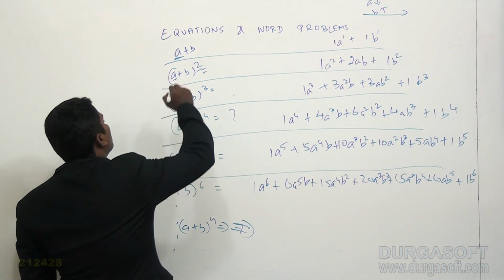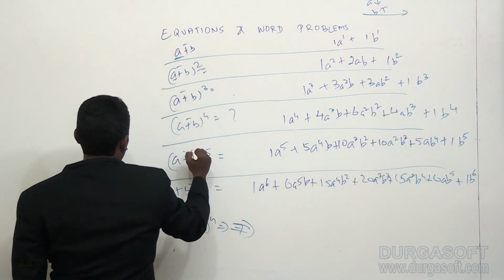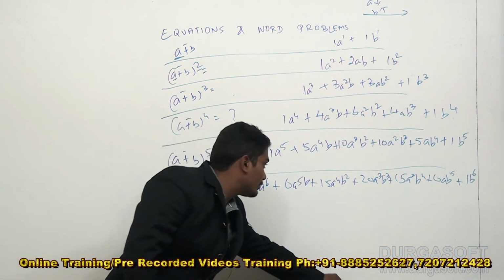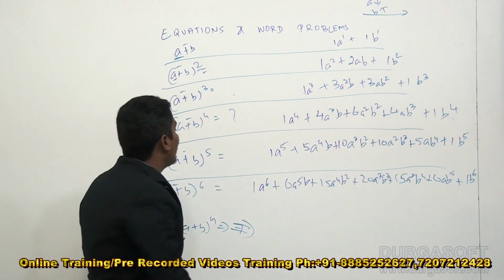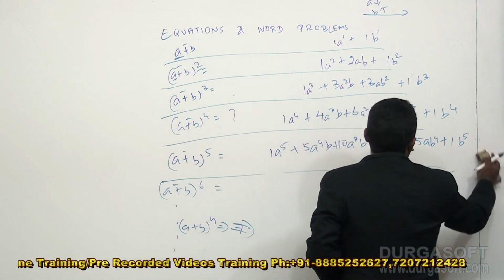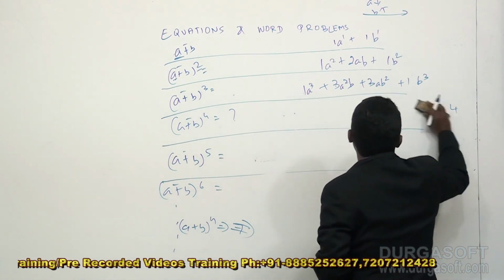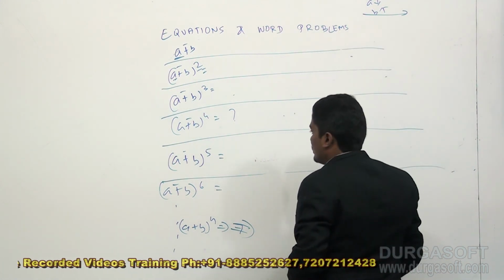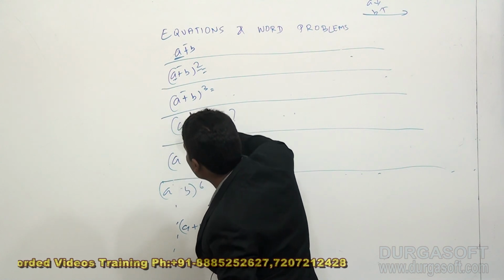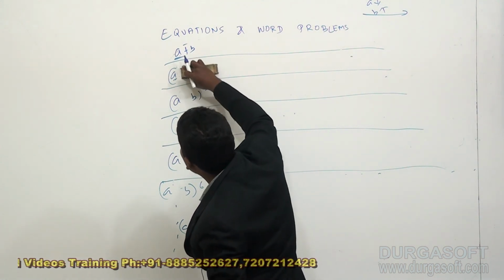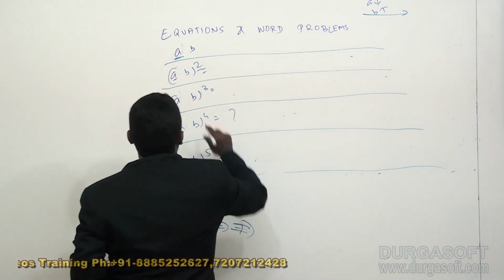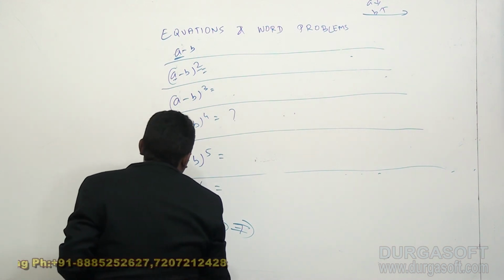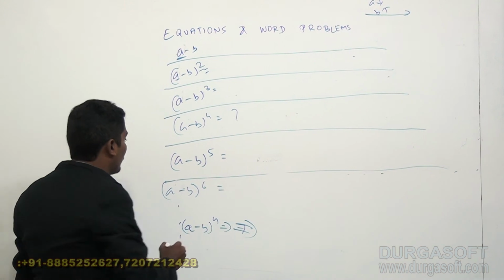Now what if instead of a plus b they give a minus b? Now this should be very easy. So just like how I did previously, I will erase this and I will write again. So instead of plus symbols, minus symbols are given now. A minus b whole square, a minus b whole cube, a minus b whole power 4, a minus b whole power 5, a minus b to the whole power n.